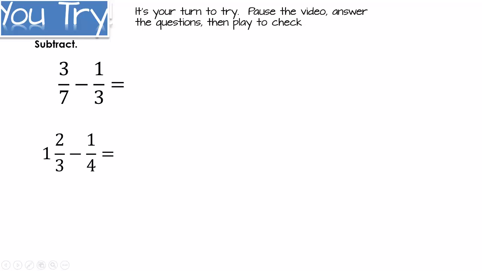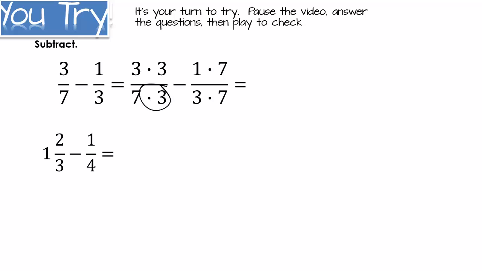So let's see how you did. First, we need to multiply by the common denominators. Or basically, we're just multiplying the denominators together. So I multiplied by 3 here, multiply by 3 here. Then my second fraction, 1/3. I have to multiply by 7. I have to multiply by 7.